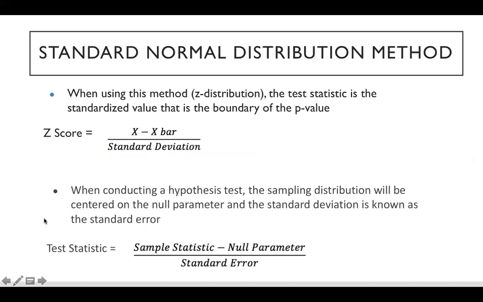For the standard normal distribution method, the test statistic is the standardized value that is the boundary of the p-value. For a z-score, we calculate that by taking x minus x bar and dividing by the standard deviation. When we're conducting a hypothesis test, the sampling distribution is centered on the null parameter, and the standard deviation is known as the standard error. So we calculate our test statistic by taking the sample statistic minus the null parameter, which is the number in the null hypothesis, and then dividing by the standard error.